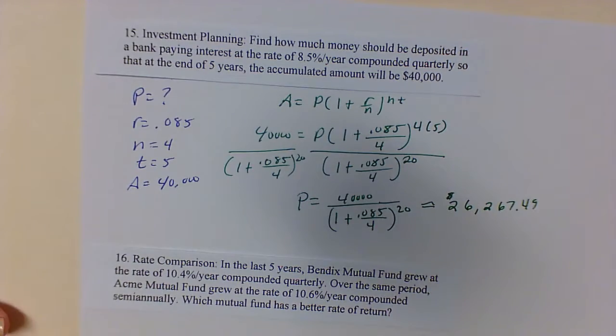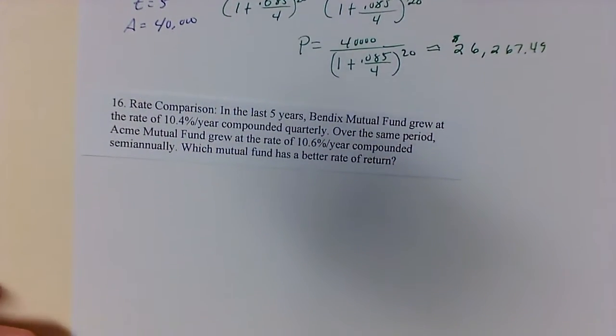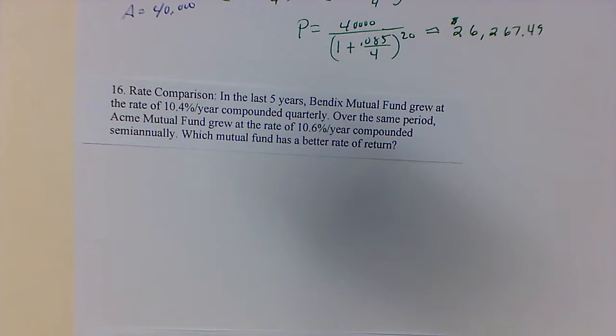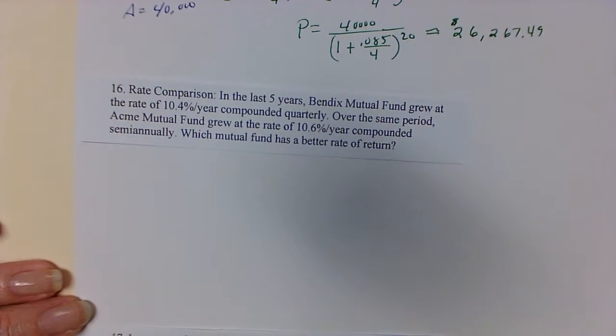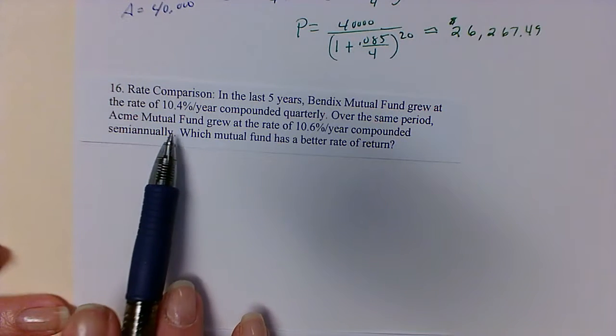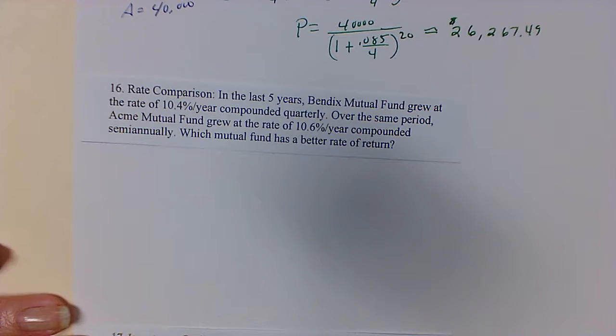The next problem we're looking at is number 16. We're talking about rate comparisons. In the last 5 years, the Bendix Mutual Fund grew at the rate of 10.4% per year compounded quarterly. Over the same period, Acme Mutual Fund grew at the rate of 10.6% per year compounded semi-annually. Which mutual fund has a better rate of return? So the first thing I'm going to do is look at what do I have for each?